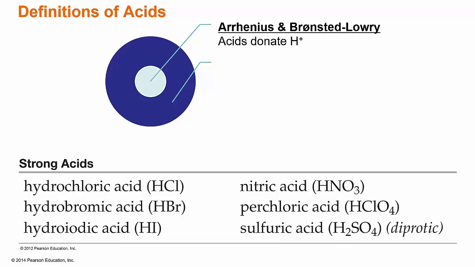All of these Arrhenius and Bronsted-Lowry acids are also Lewis acids. Notice how the inner circle is contained within the outer circle. Lewis acids are any acids that accept an electron pair. So all of these are going to be classified the same way as Lewis acids, but they're also Arrhenius and Bronsted-Lowry. And we'll talk more about what that means later.